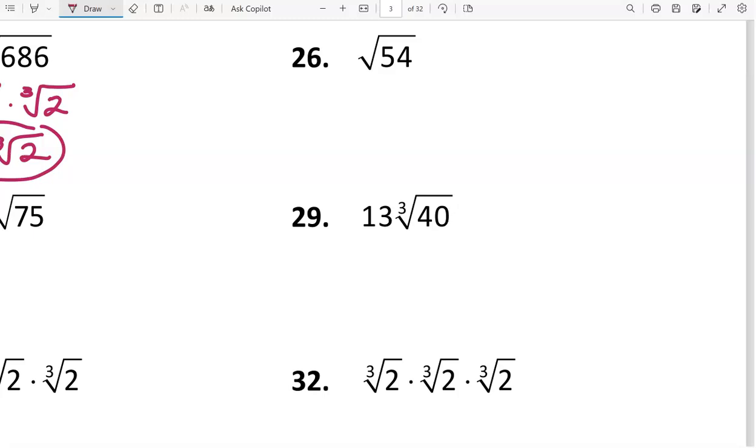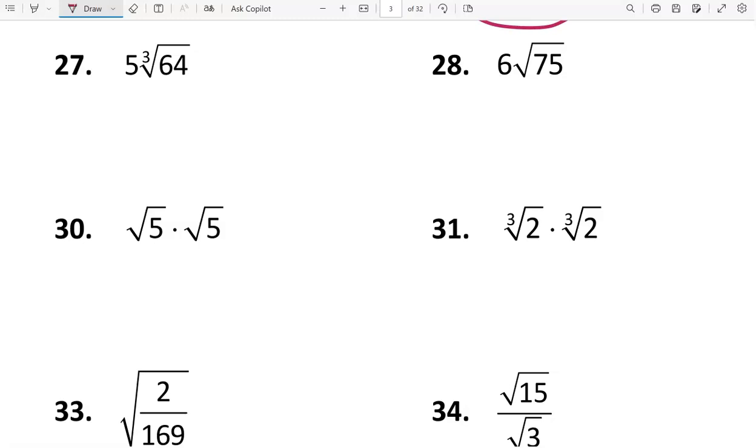In 26, the square root of 54. So we're looking for perfect square factors. Perfect square factors are 1, 4, 9, 16, 25, etc. 9, I believe, is the biggest factor in that list that divides evenly into 54. So 9 times 6 is 54. So we have the square root of 9 times the square root of 6, giving us 3 times the square root of 6.